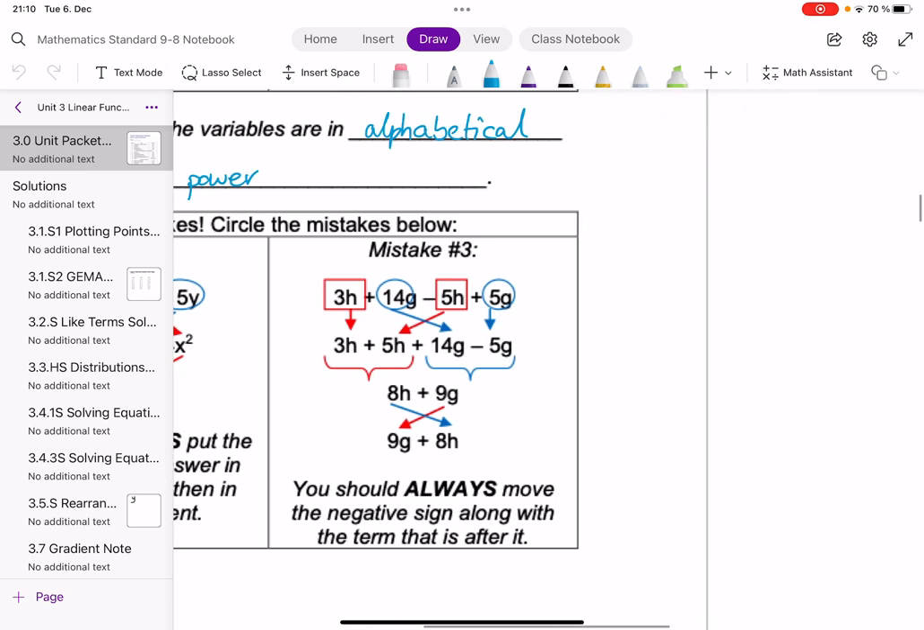Mistake 3 is the one that is a common mistake, and you'll notice that they are just highlighting or putting boxes around the term. They're ignoring what comes before it. So this negative sign here has just disappeared, and actually it's ended up with the 5g at the end. So the mistake here is they're forgetting that we need to take the term and the sign in front of it.